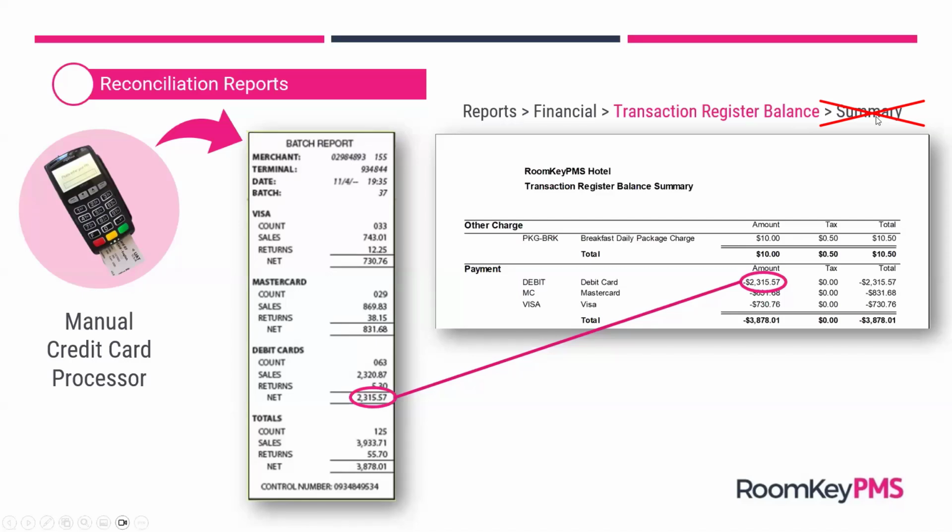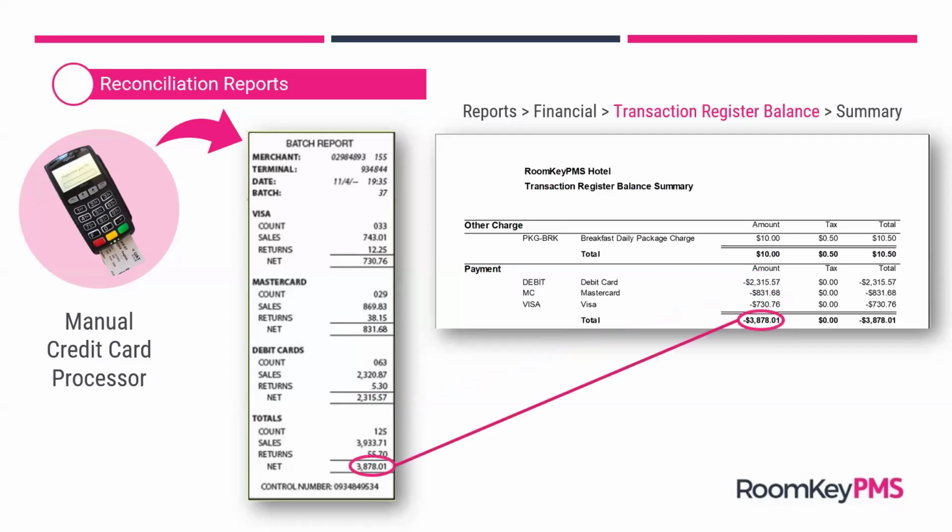Instead of selecting summary, you'll select detail with guest names. And that will give you the detailed breakdown of all of the payments recorded within this summarized report. And that should allow you to then find where the discrepancy is between your batch report and your transaction register balance or TRB report in Roomkey. But ideally, you would always have these totals match, so you know that everything that has been recorded in your batch on your manual processor is also accurately recorded in Roomkey.